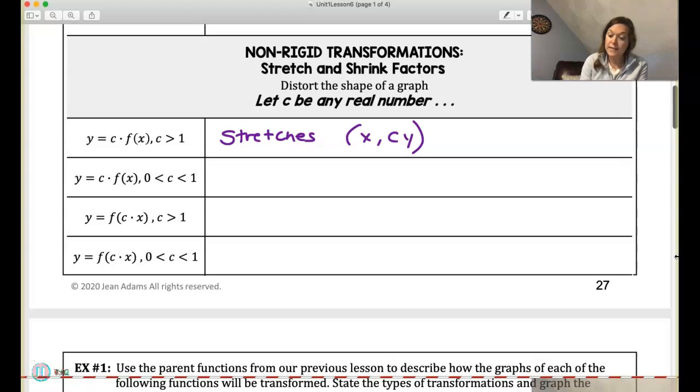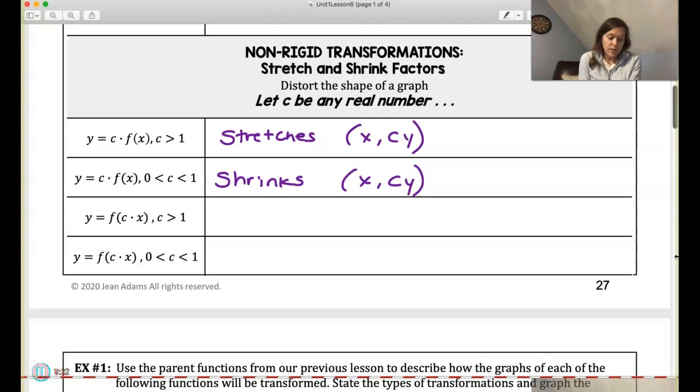Okay. When that c is a fraction between 0 and 1, then it's going to be a shrink. So it shrinks it by x comma cy. If you think about it, multiplying by a number between 0 and 1 would definitely make your y smaller, right?